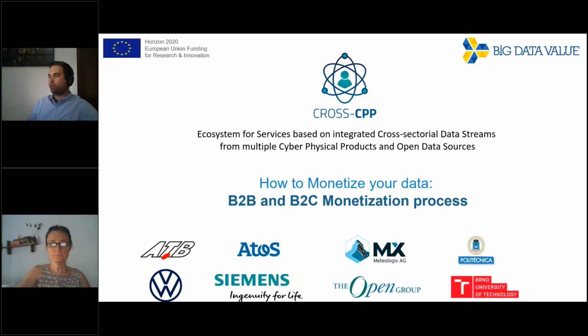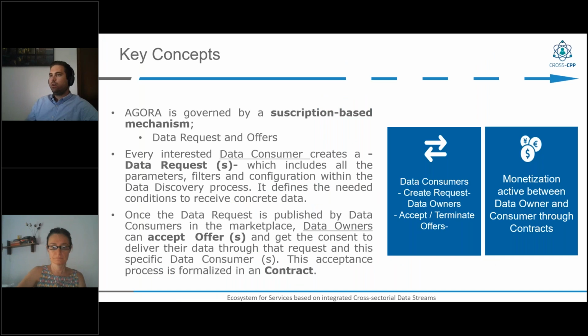Then another key aspect that I would like to talk about is how this business-to-business-to-consumer monetization process works, before we enter into detail. Agora is governed by a subscription-based mechanism. We call it a data request for the service provider, the data consumers that request information in the marketplace, and then we have offers. An offer is related to the data owner side. When we receive an offer, we accept it and start the transaction of the data from my CPP, from my vehicle or from my building, for example.